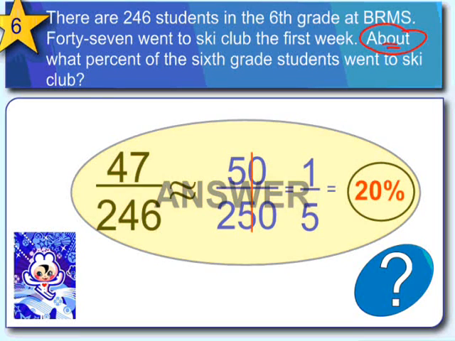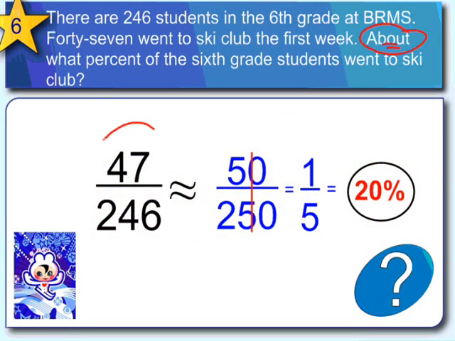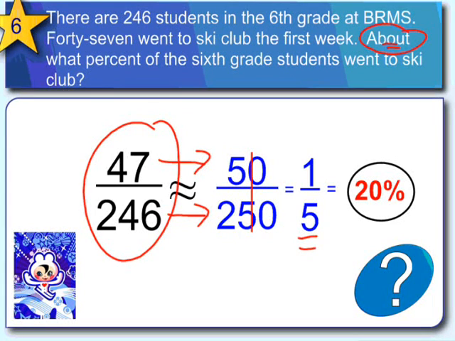So it was 47 out of 246 students went on the trip. So about how many went? Well, you round that to 50, you round that to 250. That would simplify to 1/5, and 1/5 is a basic fraction. So it'd be about 20%. About 20% went on the ski trip.